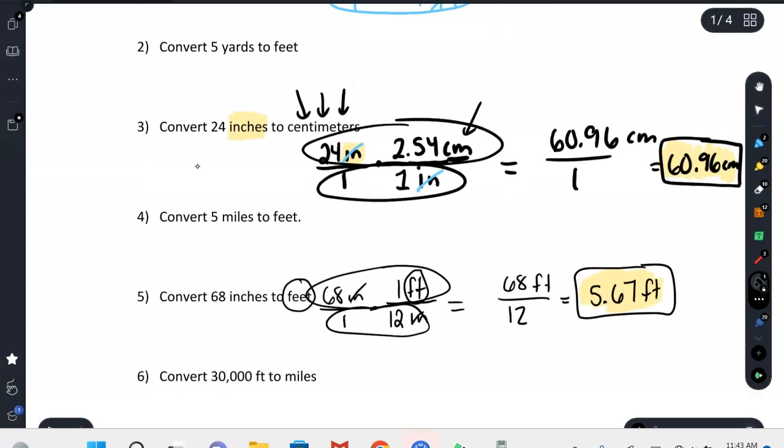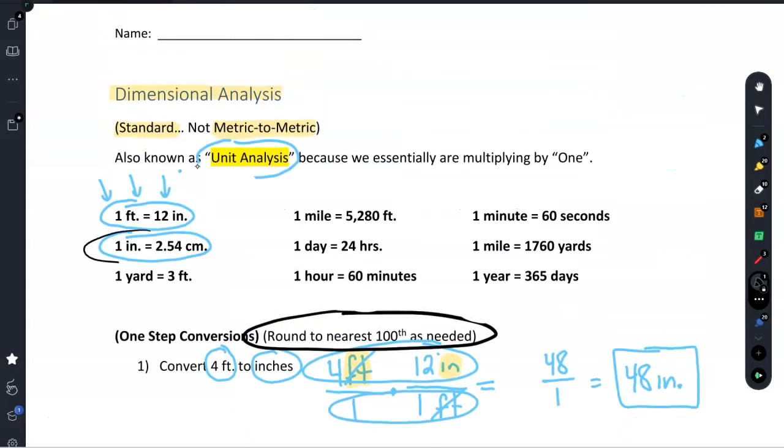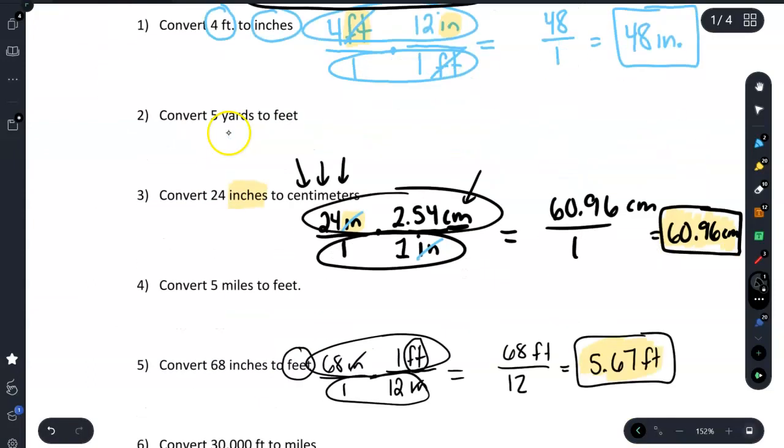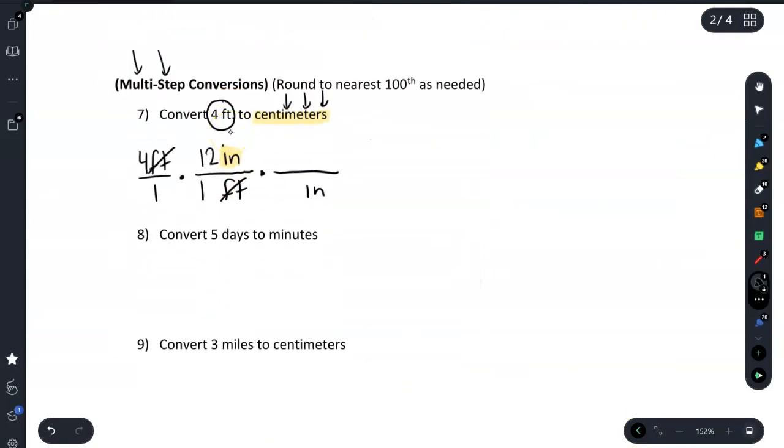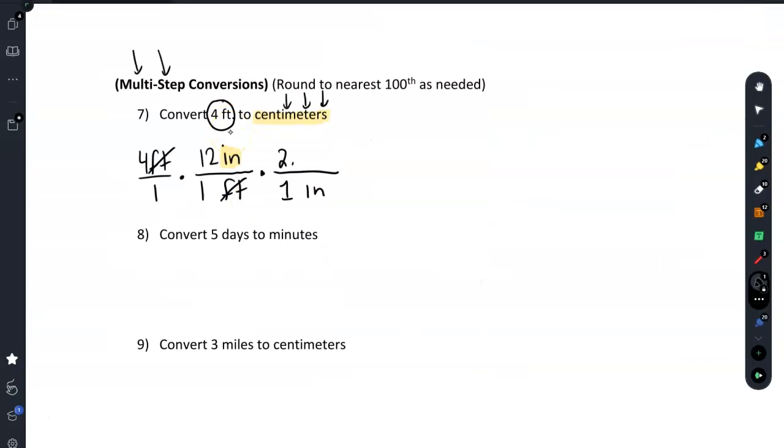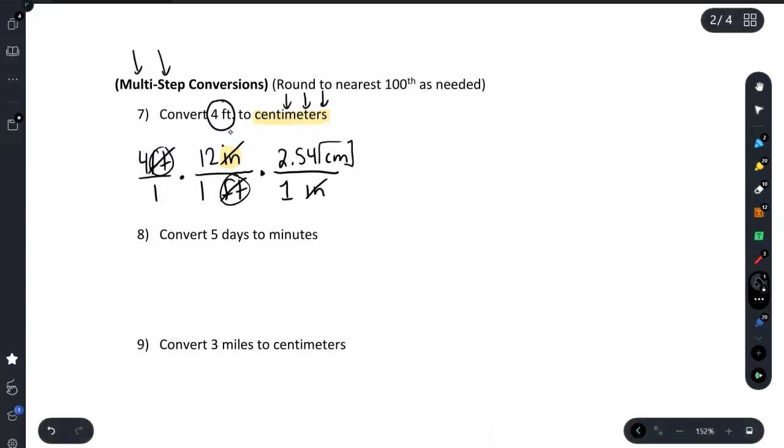So now I'm going to scroll back, and I have this second conversion. 1 inch is 2.54 centimeters. So now my word inches has canceled. My word feet had already canceled, and I'm left with the word centimeters, and that's the unit of measure I want to be in. So I can proceed with doing the math.